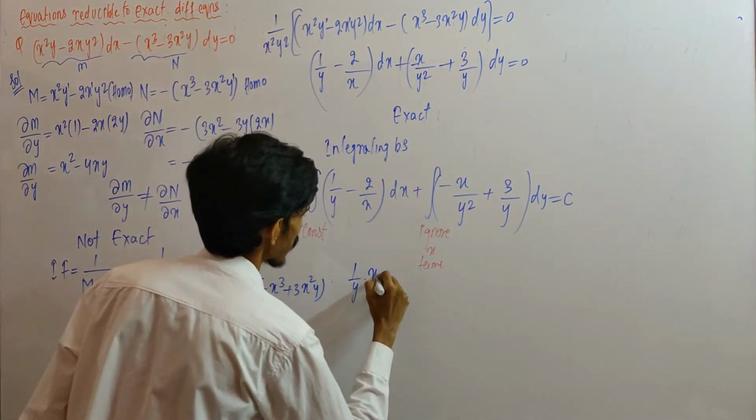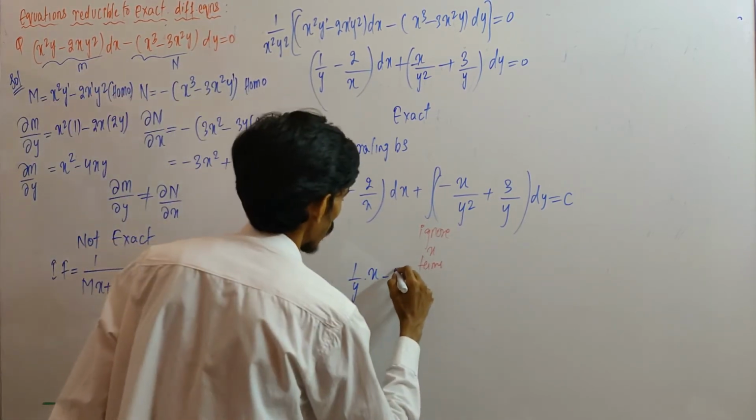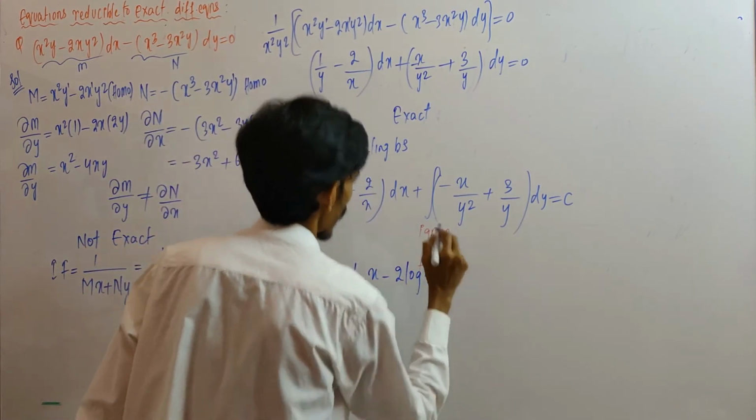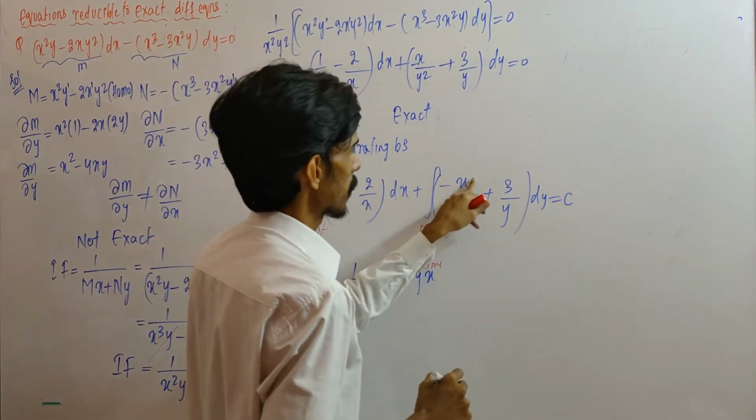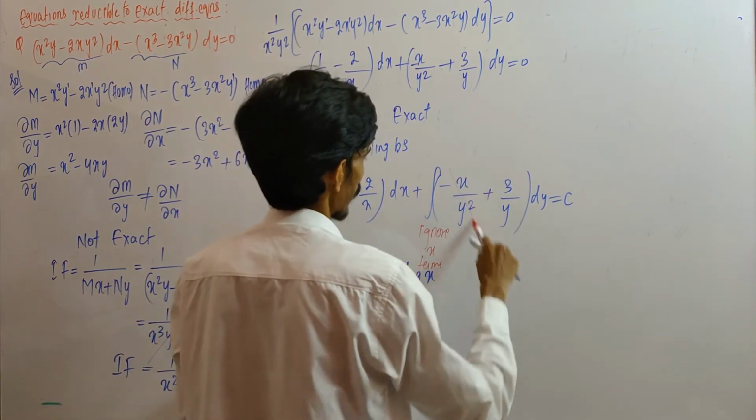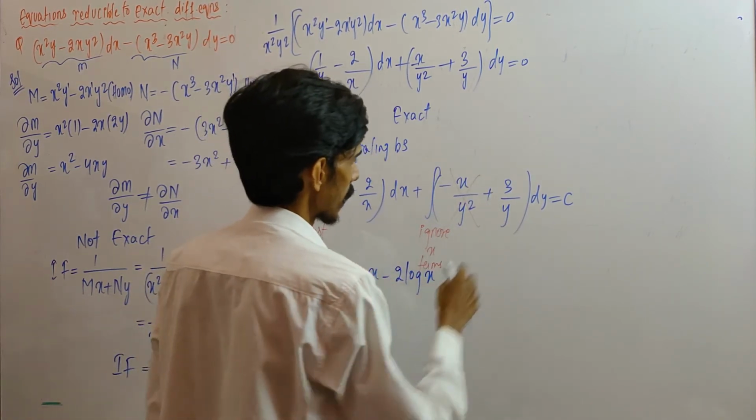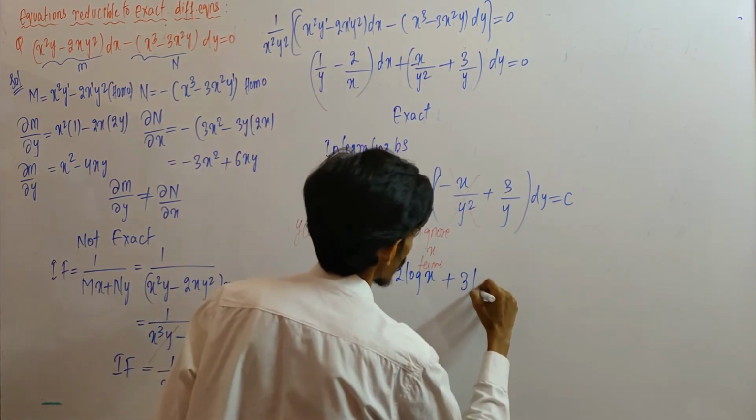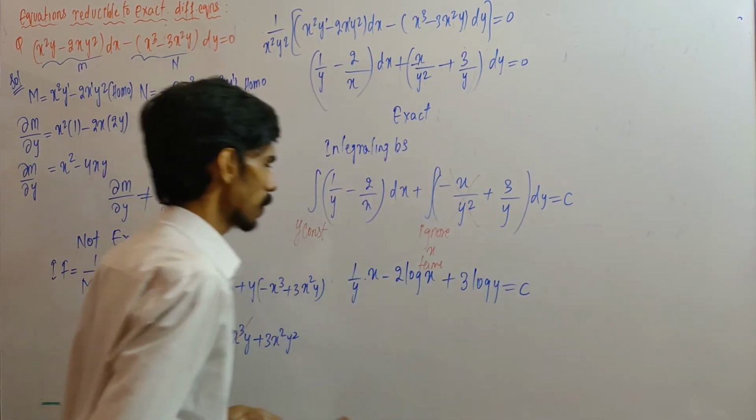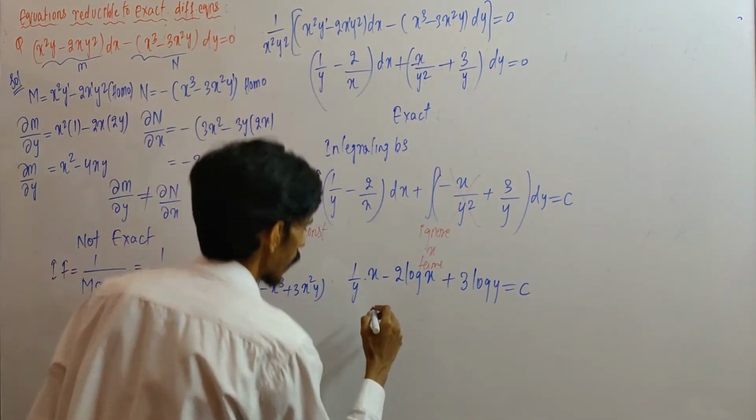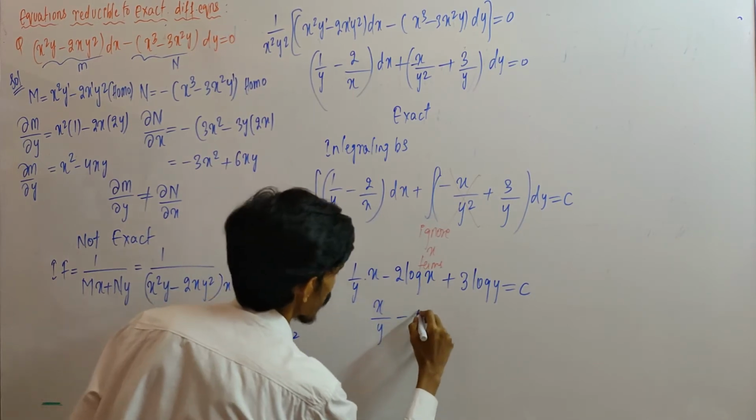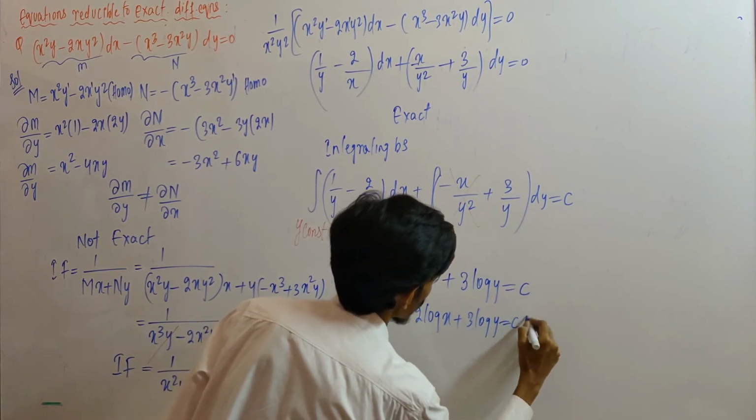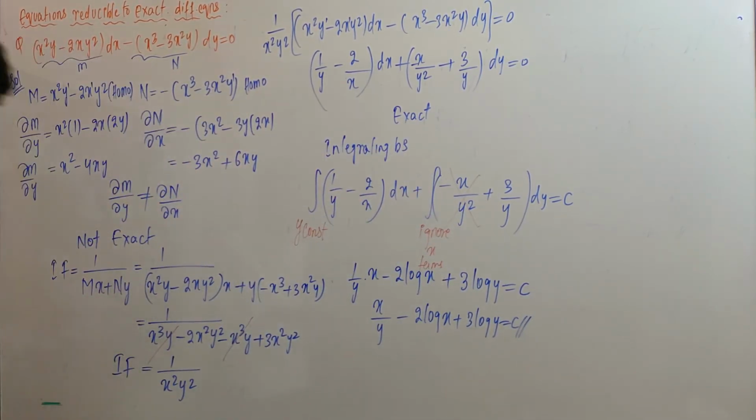Integration of 1 dx value is x, minus 2 integration of 1 by x dx value is log x. Ignore x terms means we have to ignore this term. Then we have integration 3 outside, integration of 1 by y dy is log y, is equal to c. So finally we got x by y minus 2 log x plus 3 log y is equal to c. This is the solution.